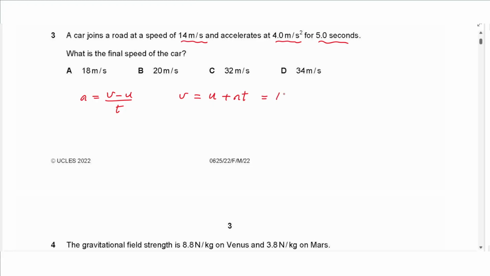The initial velocity was 14 and the acceleration was 4 multiplied by the time, which is 5. So the answer is 34 meters per second. So the answer is D.